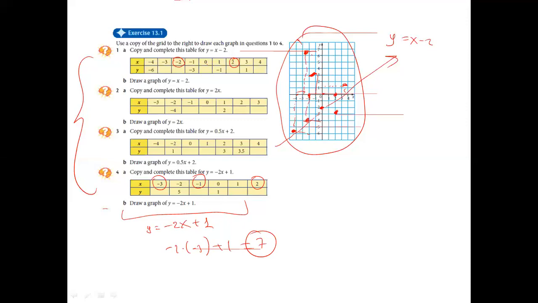It's also a straight line. The other values you can put in place of x, and you'll get a straight line. Also, this line's equation is y is equal to minus 2x plus 1. Okay, it's not difficult.